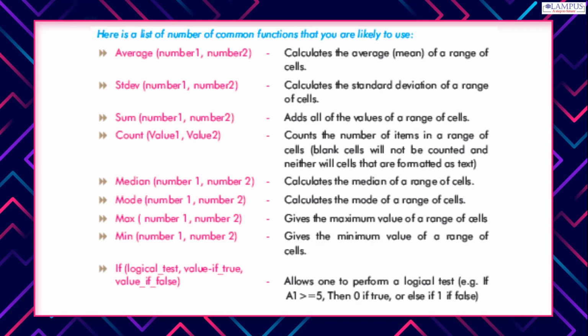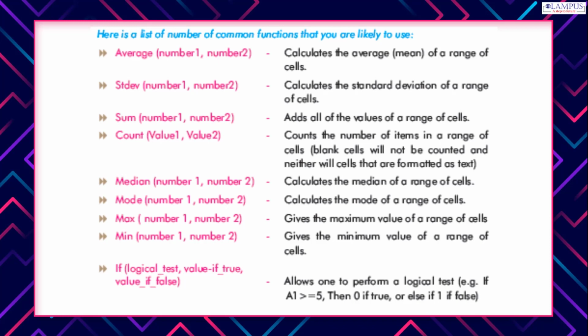AVERAGE(number1, number2) calculates the average, mean, of a range of cells. STDEV(number1, number2) calculates the standard deviation of a range of cells. SUM(number1, number2) adds all of the values of a range of cells. COUNT(value1, value2) counts the number of items in a range of cells. Blank cells will not be counted and neither will cells that are formatted as text.